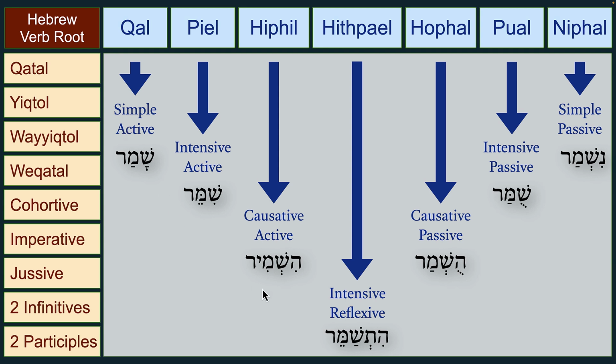This is doing things to others. This is getting things done upon oneself. This is a passive. Okay. Simple, intensive, causative. This is causative hofal. So hofal and hifil, etc. So that's the structure as far as the stems are concerned.